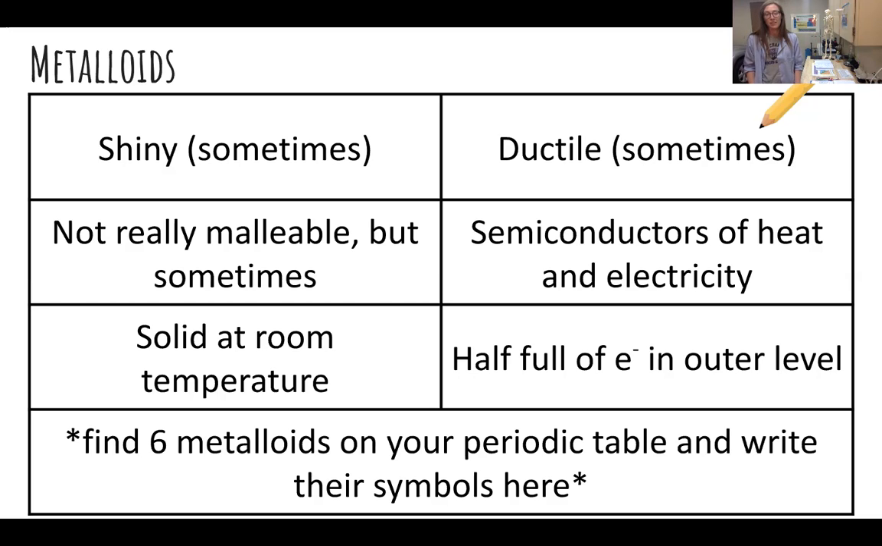So we counted 7. I'm asking you to find 6 examples. Pop them in your notebook for me. Choose your favorite. I think that's going to wrap us up here. We're going to say that all of our elements fall into one of these 3 categories. They're either a metal, a metalloid, or a non-metal.